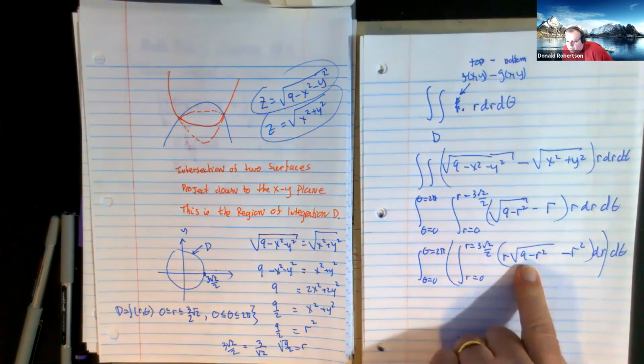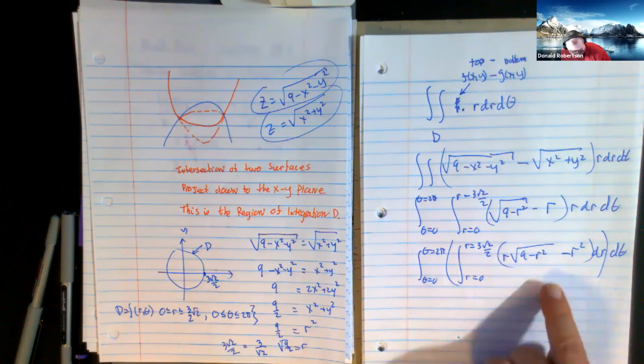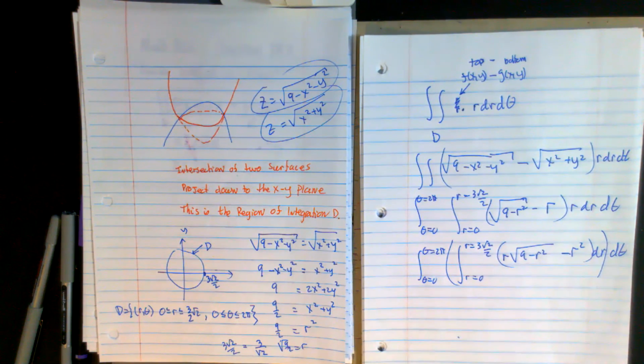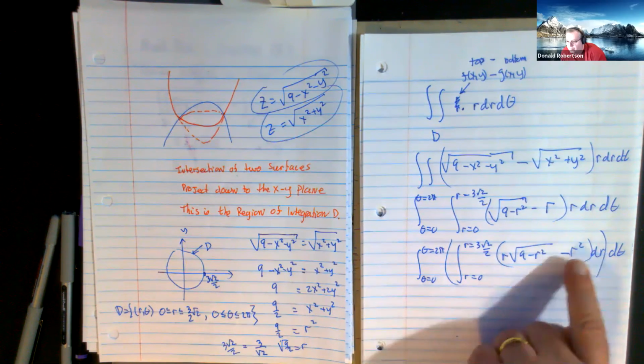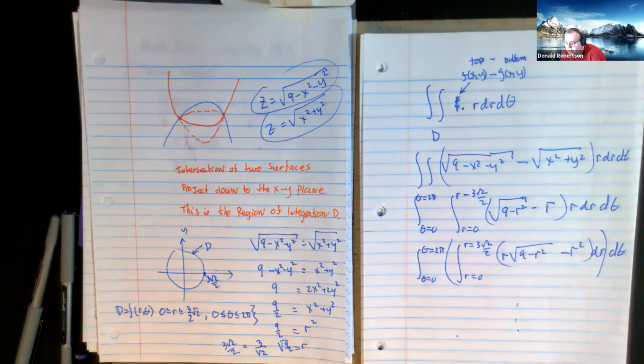Okay. How are you going to do r times the square root of 9 minus r squared? How are you going to do that guy? That's a U substitution. Yeah, and that's just a power rule. It would still take about another 10 minutes, but you would get it done at the end.